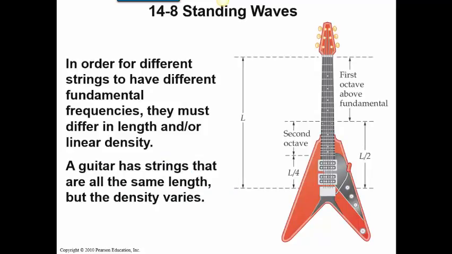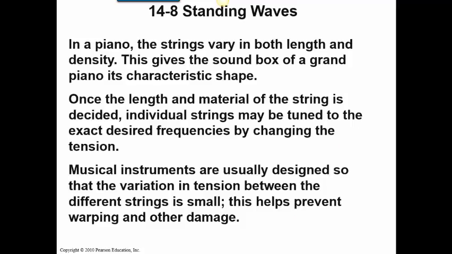In order for different strings to have different fundamental frequencies, they must differ in length and/or linear density. On a guitar, the strings are all the same length, but the density varies. In a piano, the strings vary in both length and density. This gives the sound box of a grand piano its characteristic shape. Once the length and material of the string is decided, individual strings may be tuned to the exact desired frequencies by changing the tension.